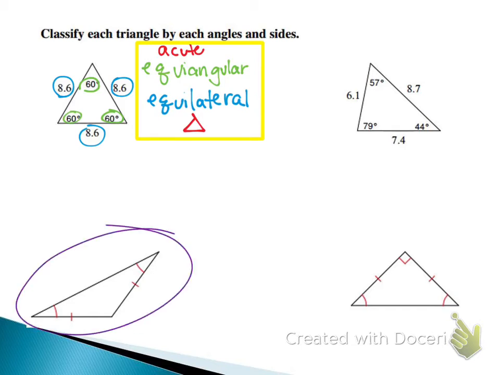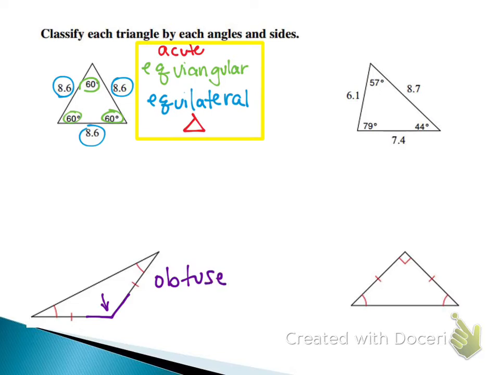We're going to move to the bottom one here, and then you're going to try the other ones on your own. Classify by the angles. The largest angle is down here. What kind of angle is that? Obtuse. How many sides are congruent? 2 of them, which makes it isosceles. You can go ahead and classify the next 2, and we'll check them.